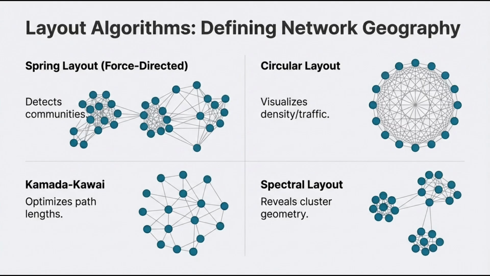This slide reinforces that layout algorithms do more than decorate a figure. They define what we might call network geography. The spring layout tends to pull communities into visible neighborhoods. Circular layout is useful for visualizing density or traffic-like structures around a ring. Kamada-Kawai emphasizes path length optimization, which helps preserve relational distances. Spectral layout reveals cluster geometry in a way that often separates major groups very cleanly.